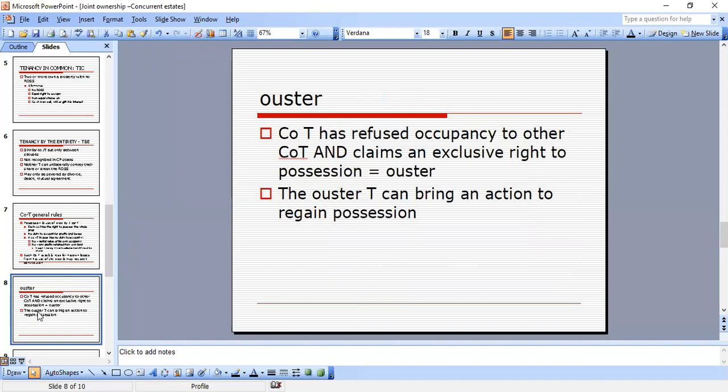An ouster, this is what I've been talking about. If a co-tenant has refused occupancy to the other co-tenant and claims an exclusive right to the possession, this is considered an ouster, and the ousted tenant can bring an action to regain possession. Ouster means they're not letting them come on the property at all. An ouster does not mean that the person simply chooses not to go on the property because they want to live somewhere else. That is not an ouster. The tenant has to actually refuse occupancy to them. So read the facts on those.